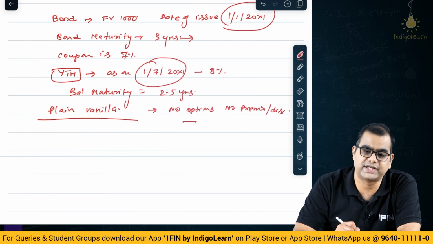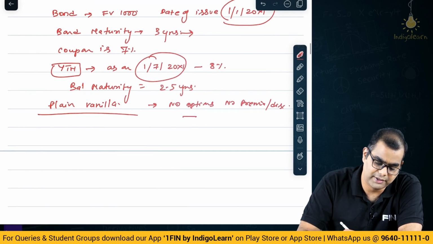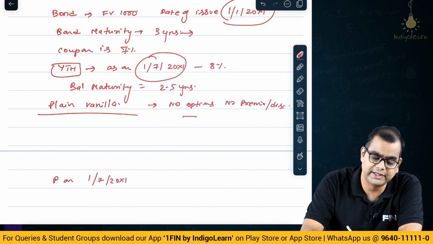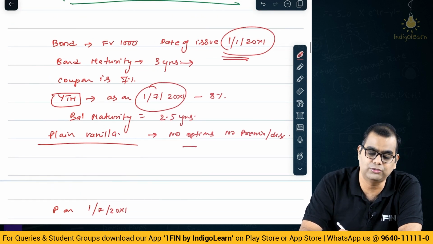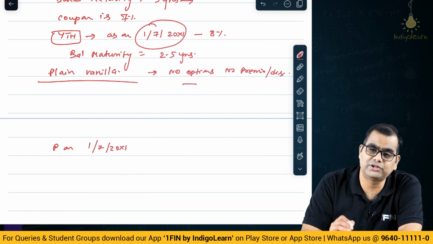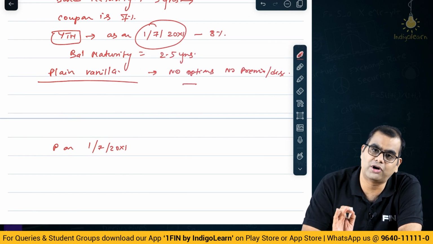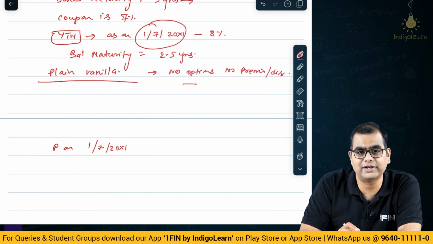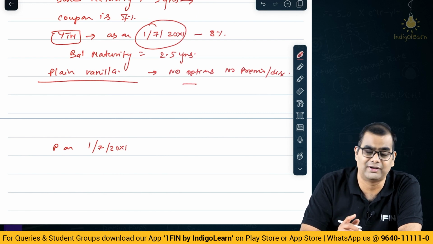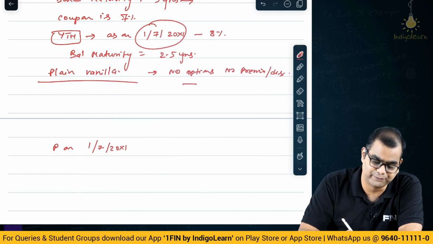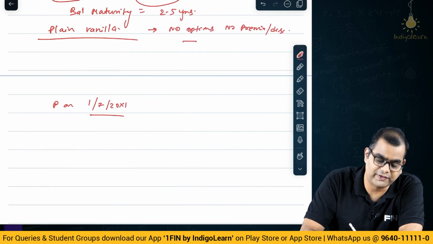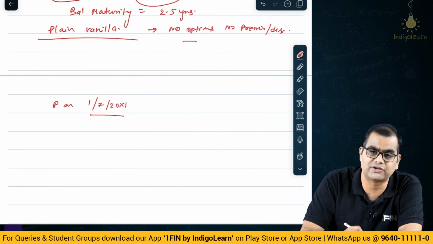Now, in this kind of a scenario, how do you price the bond? Price on 1/7/20x1. They are not asking you the price on date of issue. On the date of issue, typically you will price the bond in such a way that the face value is equal to price of the bond, so that your yield and coupon are same. What do I mean by that? You will understand this. You see now, we are supposed to find out price on 1st of July.